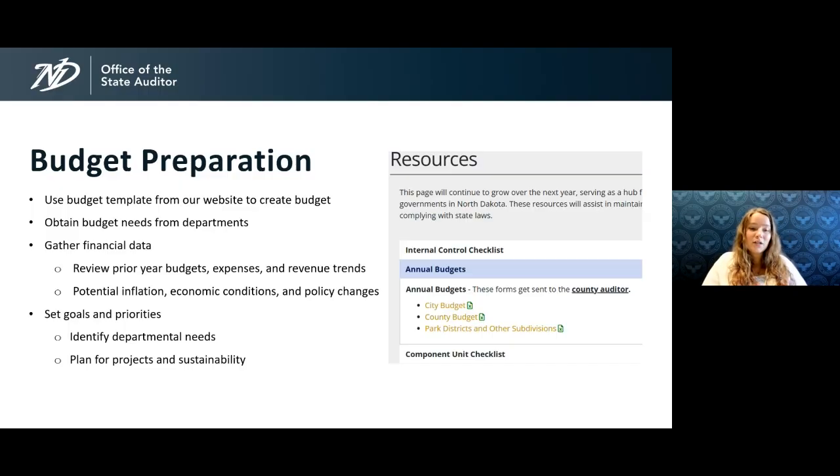Set goals and priorities, identifying those departmental needs. If you're in a bigger city, don't just try to make up the numbers or figure it out on your own or just go off of last year. Reach out to them, figure out what their needs are so you can appropriately budget for that. And plan for projects and sustainability. This isn't just a 1 year, 2 year thing. It's a 5 year, 10 year down the road. You want to be well set up for the future.